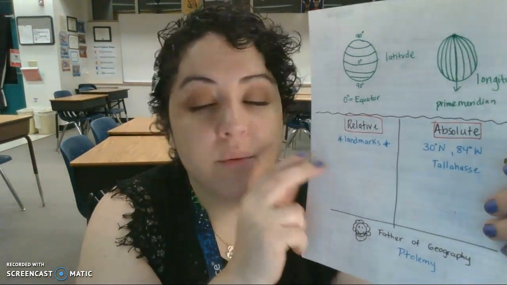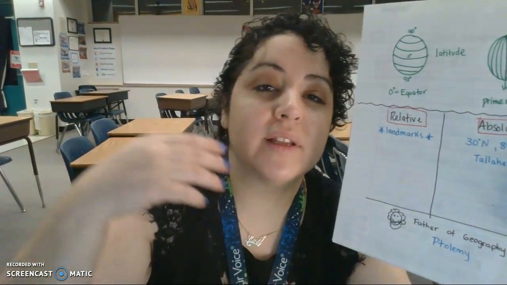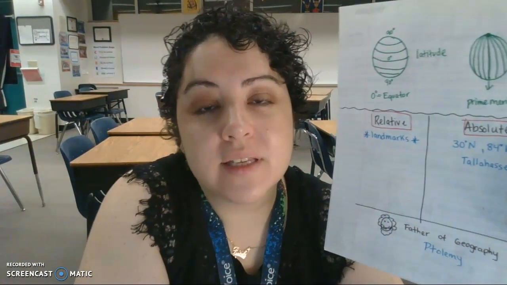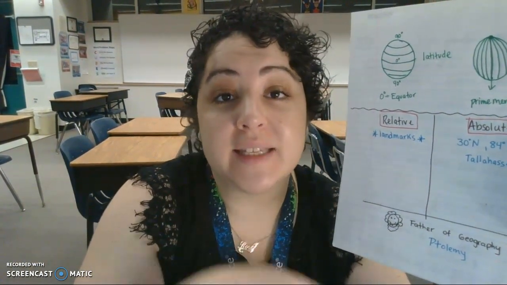So we talked then about relative and absolute location. When I refer to relative location, I'm using landmarks. I'm telling you where it is in relation to something else. So if I said, where is Disney World? I could say it's in Orlando. I could say that it's north of Naples, that it's south of Tallahassee.